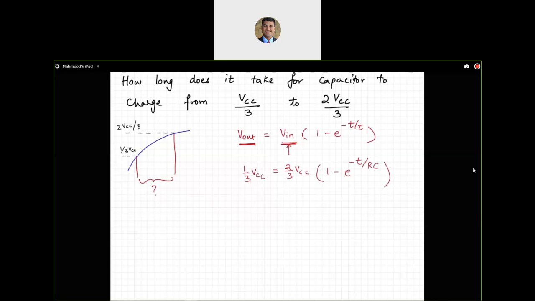So if we solve this for t, you should get t should equal natural log of 2 multiplied by RC, which is essentially 0.693 RC. Note over here, R and C are the values of the resistor and capacitor in ohm and farad respectively, that we have chosen to charge the capacitor through. We have chosen to charge the capacitor C through the resistor R.